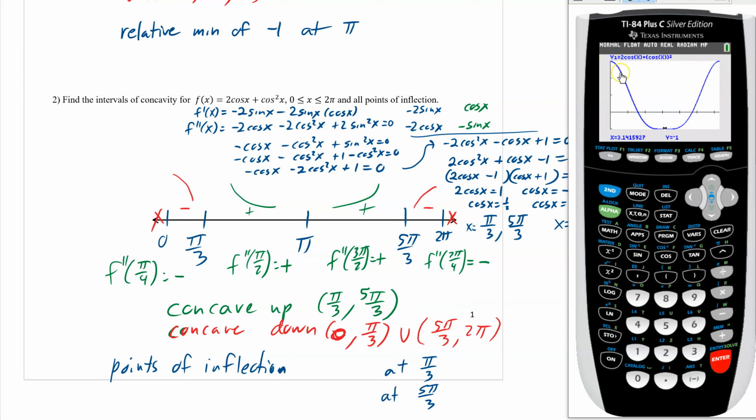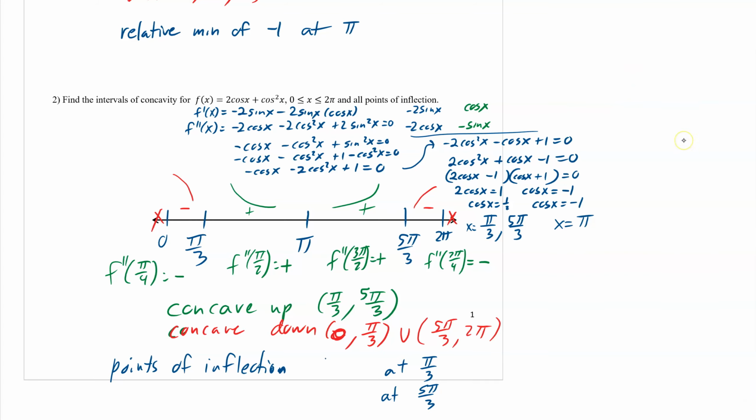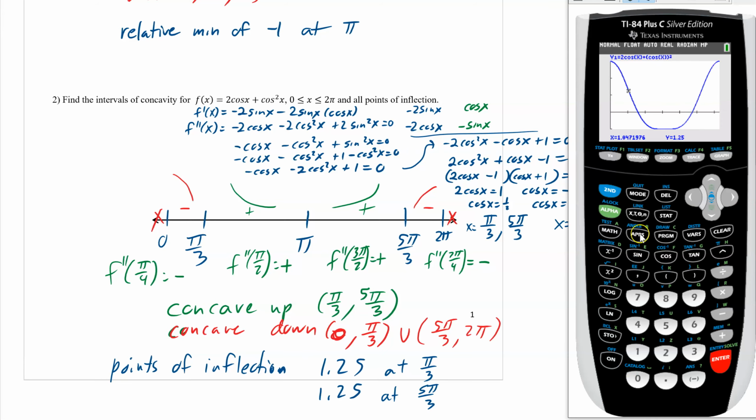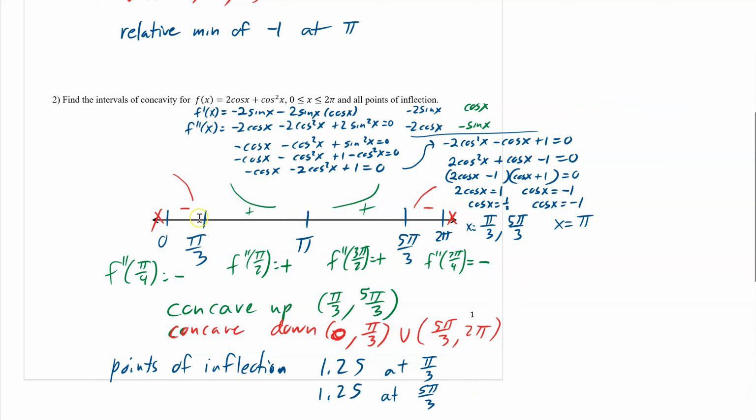If we get something up here, you can see it's part of the concavity. That's not good. So trace second pi divided by 3. Hit enter, and see how it's perfect. That's a concave down, concave up. So 1.25. And I guarantee the other one's the same because it's symmetric. So trace 5 second pi divided by 3, 1.25, perfect. So that's a point of inflection because the concavity changes. That's a point of inflection, concavity changes.